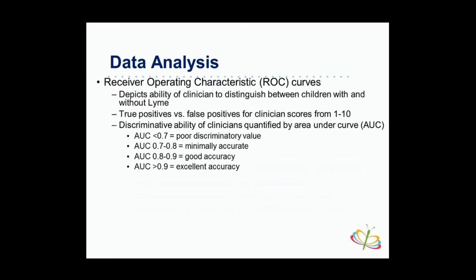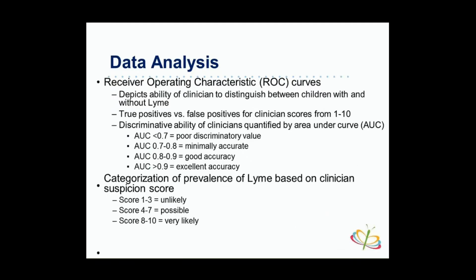The discriminative ability of clinicians was quantified by the area under the curve, or the AUC, with the AUC less than 0.7 indicating poor discriminatory value. AUCs 0.7 to 0.8 reflected minimal accuracy, and then 0.8 to 0.9 reflected good accuracy. Finally, the prevalence of Lyme based on clinician suspicion score was categorized. So scores of 1 to 3 meant that Lyme was unlikely, 4 to 7 meant that Lyme is possible, and scores from 8 to 10 meant that Lyme was probable.